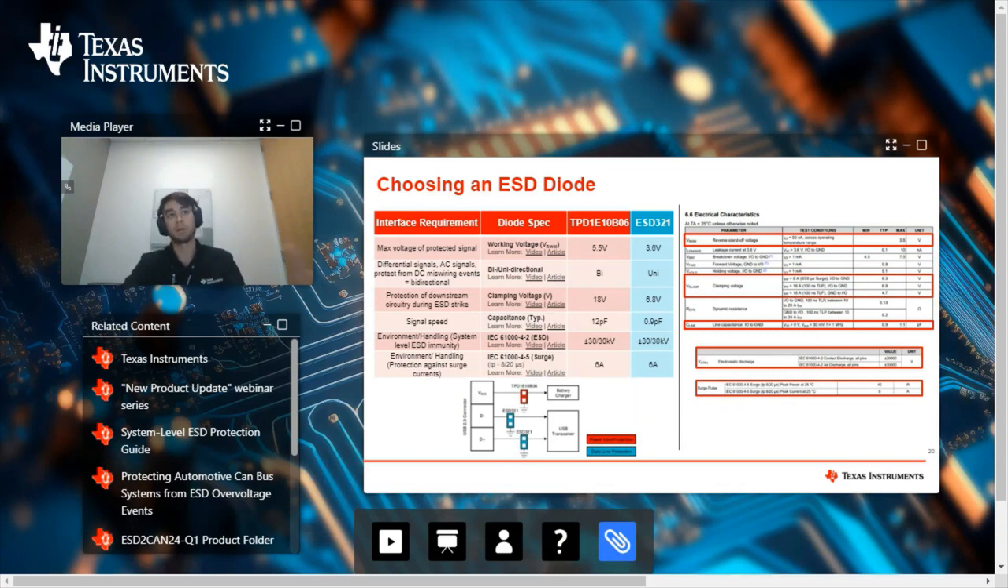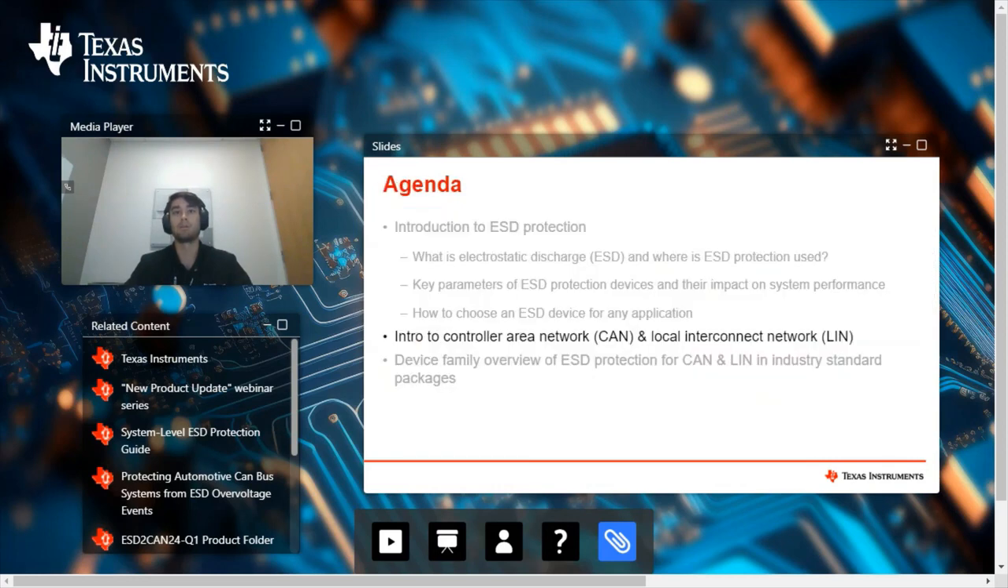So now we're going to give a quick intro to controller area network, CAN, and local interconnect network, LIN.